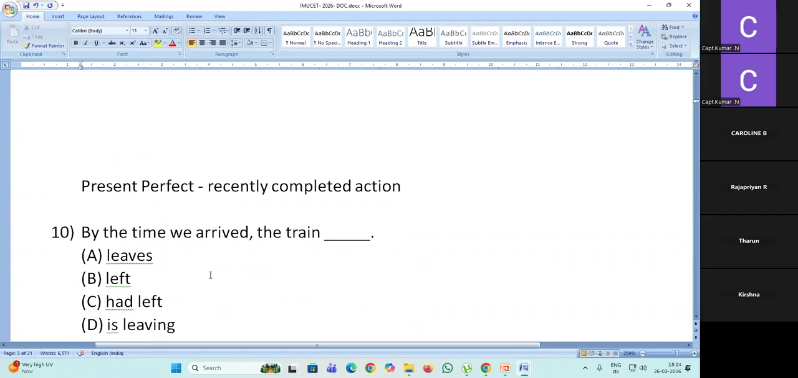Now this one. By the time we arrived, the train dash. What will be the answer? Tense marker: the sentence already contains one past verb, arrived, simple past. So in this dash, what will come? Past perfect tense. So which is the correct word? Had left. By the time we arrived, the train had left.